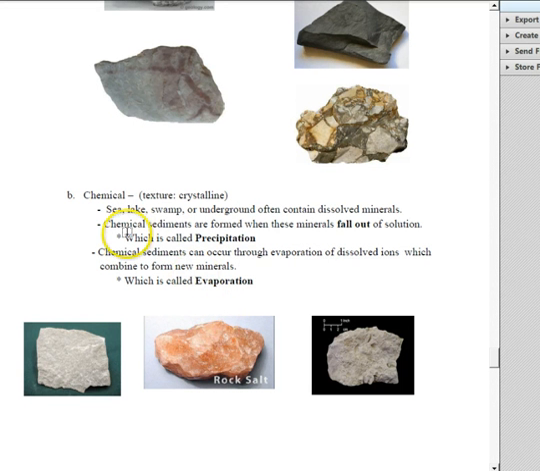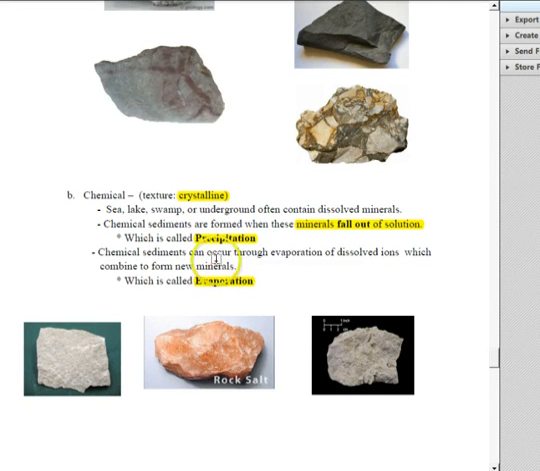The other type of sedimentary rock is called chemical, okay? And these are going to have a texture that's crystalline. So how these will form is either through a process called precipitation or evaporation. So precipitation is when minerals are going to fall out of solution. The way I remember this is if you think about precipitation as rain or snow, that's going to fall out of a cloud, okay? So if you're getting minerals falling out of solution, that's why we call it precipitation, because they're falling out of that salt water or whatever it might be.